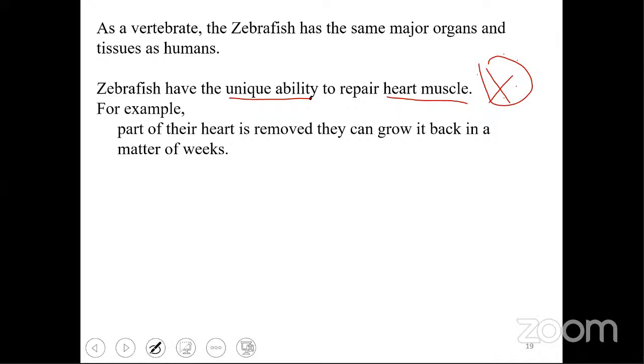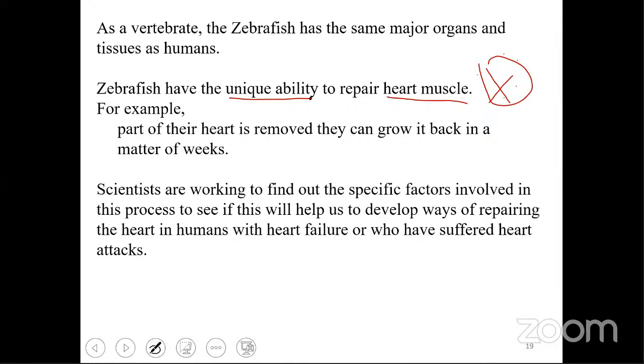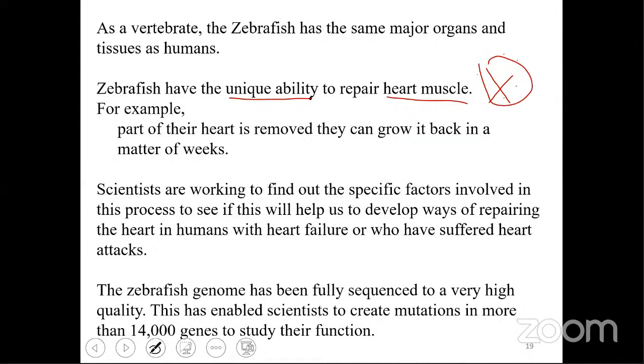If a part of their heart is removed, they can grow it back in a matter of weeks. So see, within a week, it can grow its own muscle, especially this heart muscle. That's the reason the scientists are working to find out the specific factors involved in this process, to see if this will help us develop ways of repairing the heart in humans with heart failure or who are suffering from heart attacks.